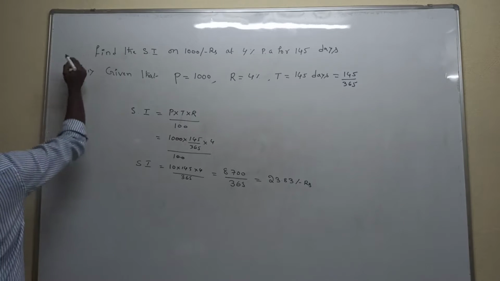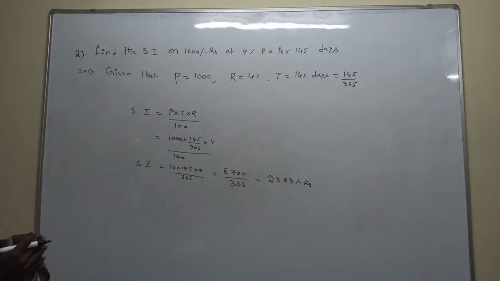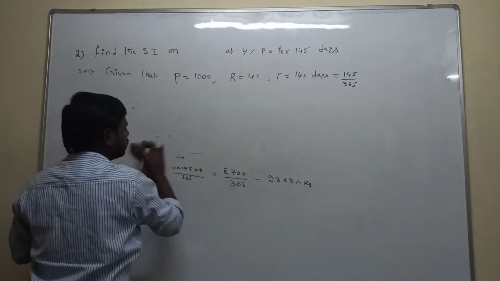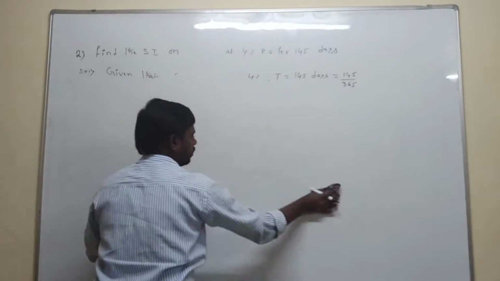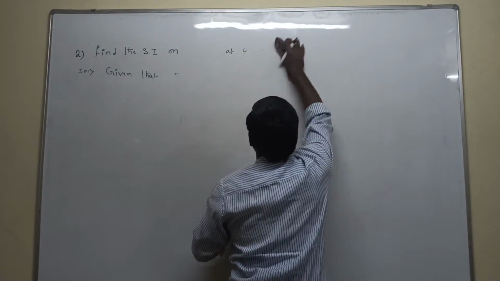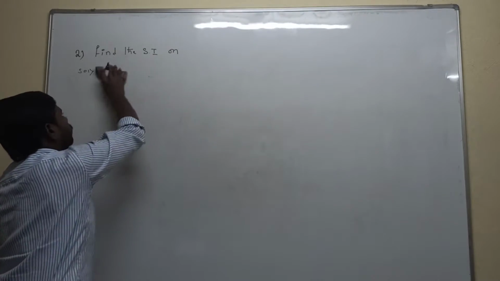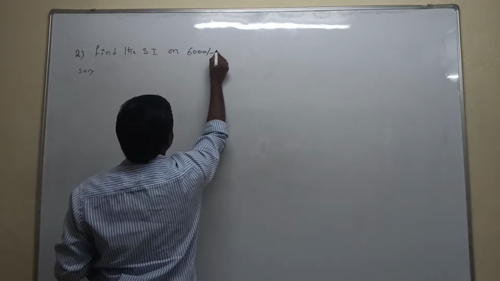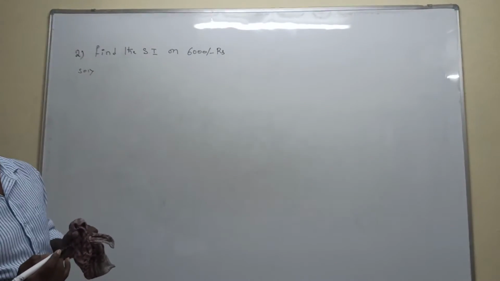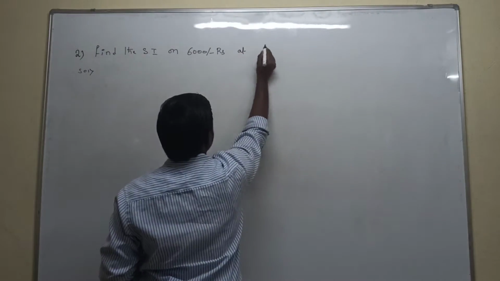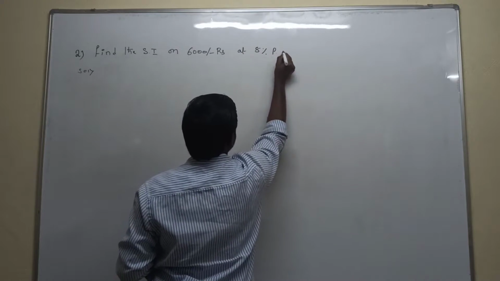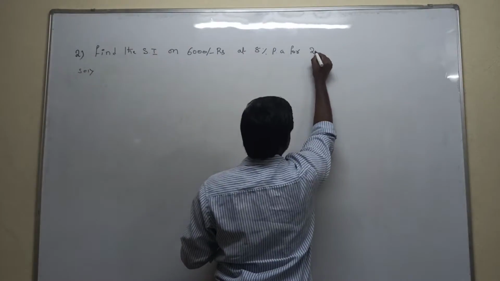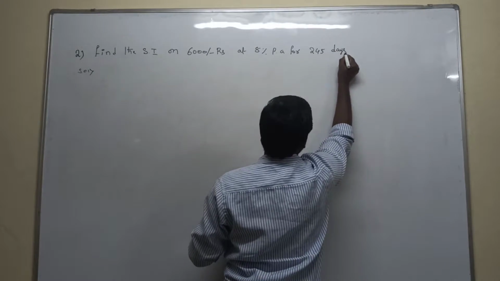Now we are going to the second problem. Find the simple interest on 6,000 rupees at 8% per annum for how many days? 245 days.